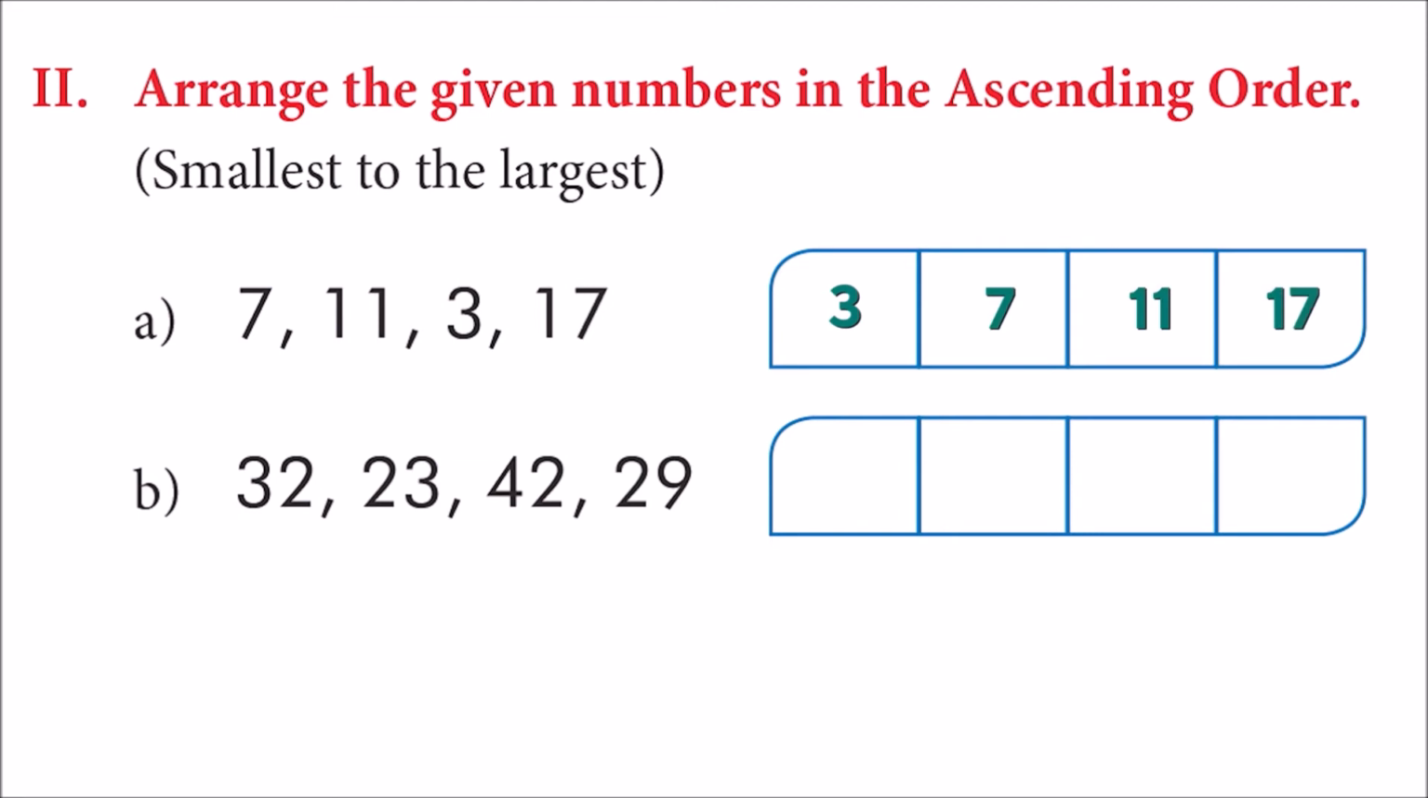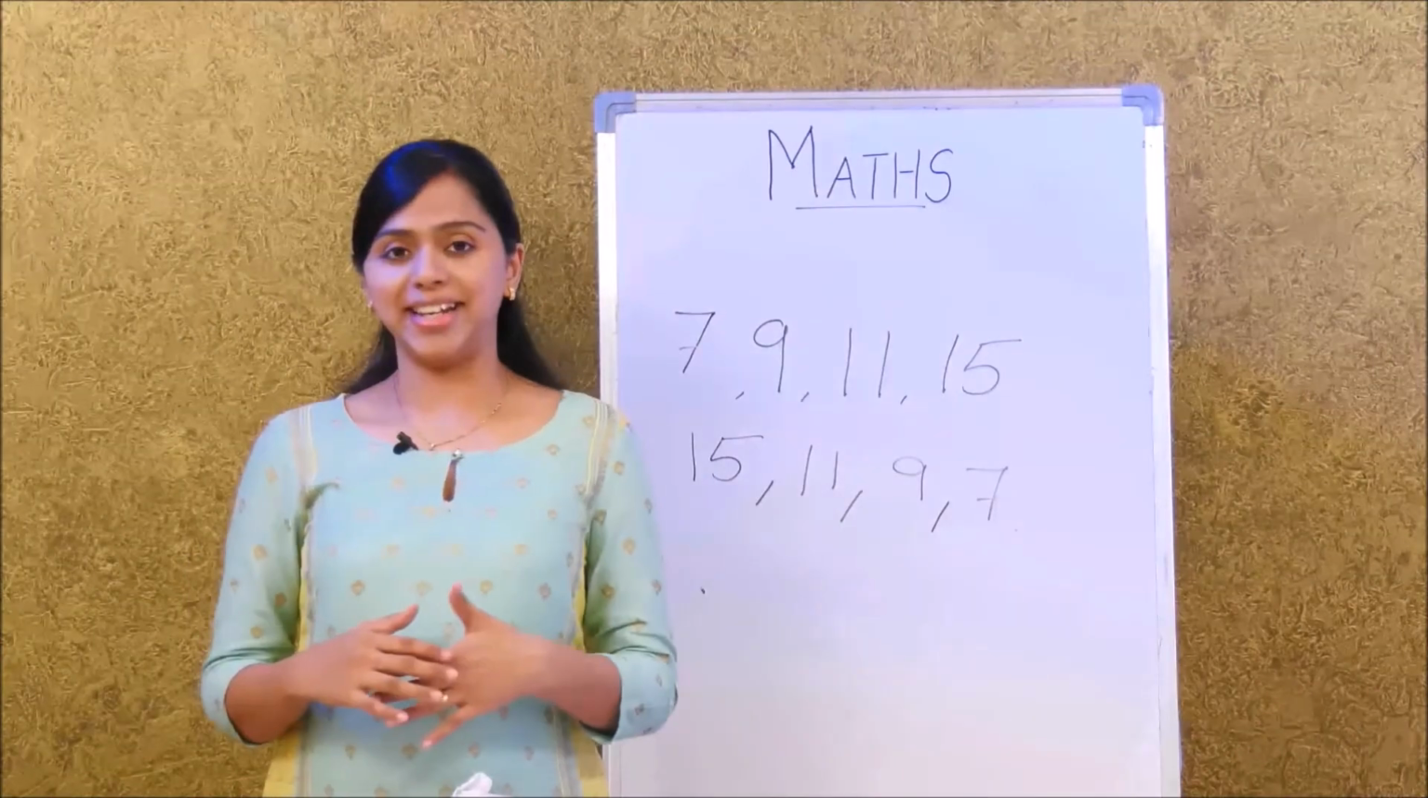Let's try another one. We have 32, 23, 42 and 29. Here 23 is the smallest, then comes 29 and then comes 32 and then comes 42. Very good. Now let's try descending.